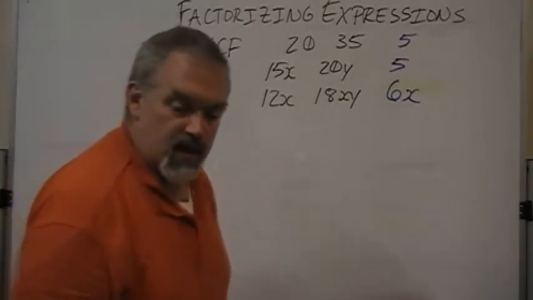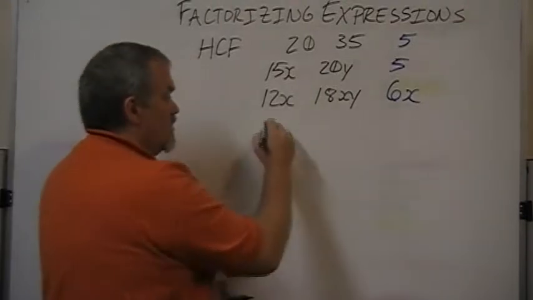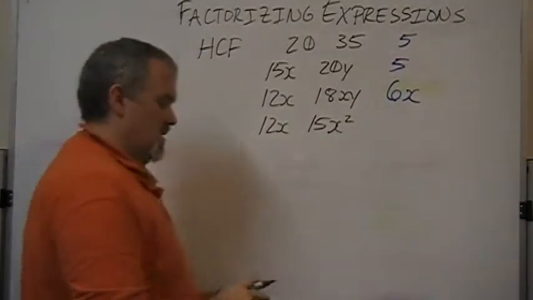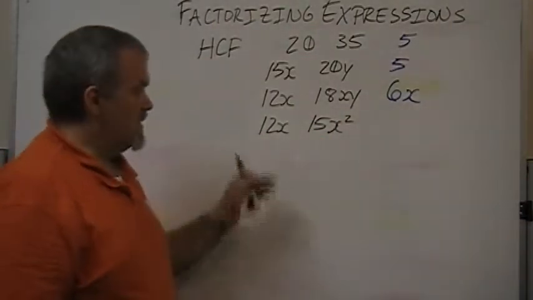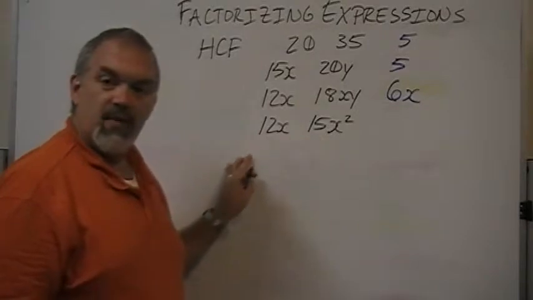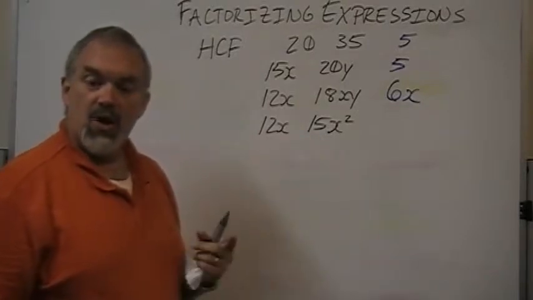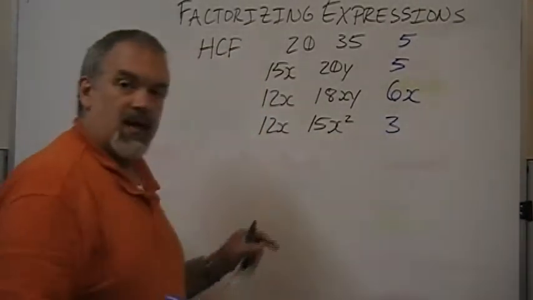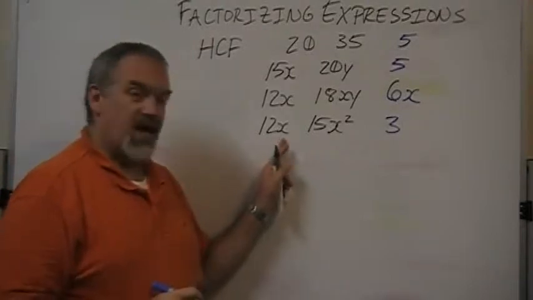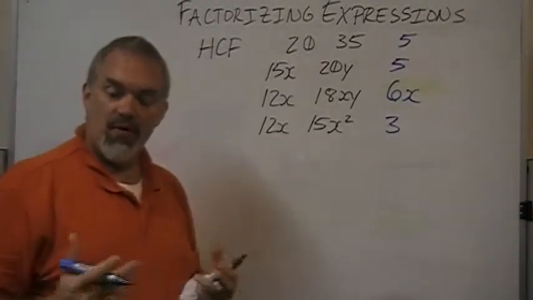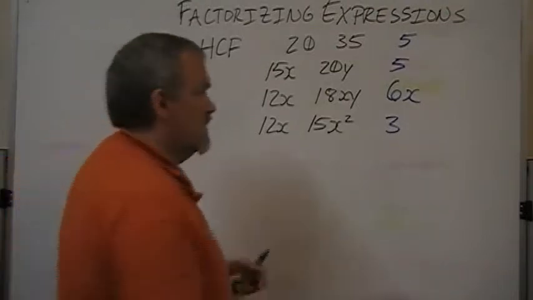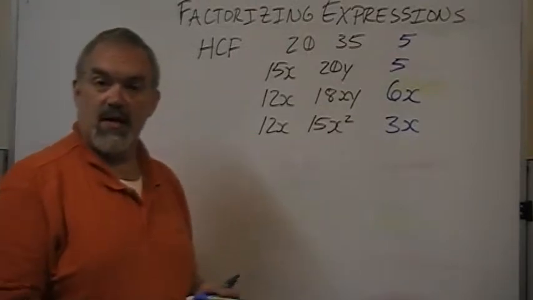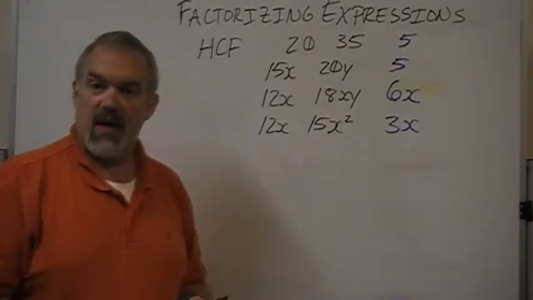One more example. Let's say we had 12x and 15x squared. Starting with the numbers, what's the largest number that will divide evenly into both 12 and 15? The largest number would be 3. Now, what about the pronumerals? There's an x here, x squared here. Both of those will divide evenly by x. And that's as much as we can get out of those, so that's done. Okay? That's the first step to being able to factorize.